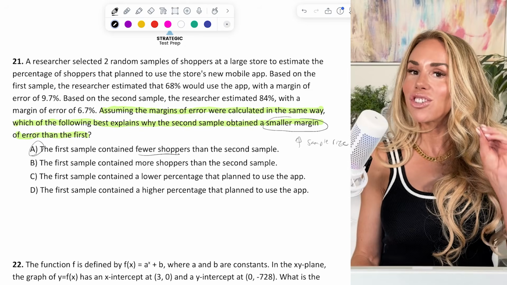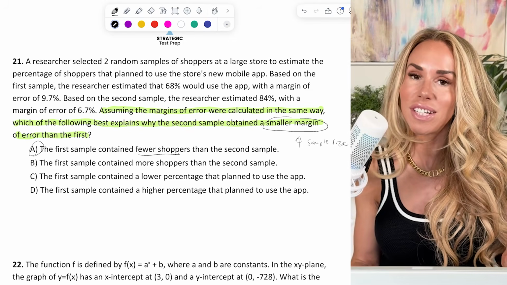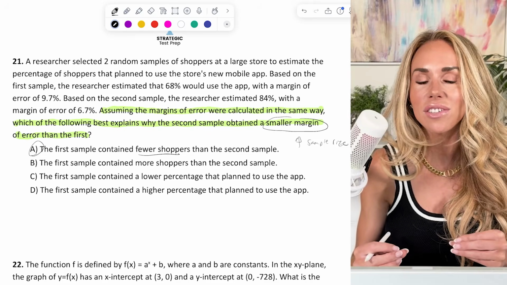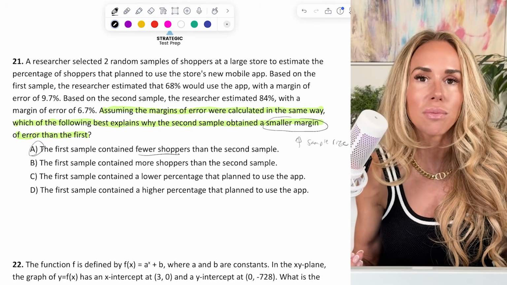Margin of error questions should take you literally 10 to 15 seconds. You can bank lots and lots of time so that you can get to some of the harder questions and spend 2 minutes if you need to.